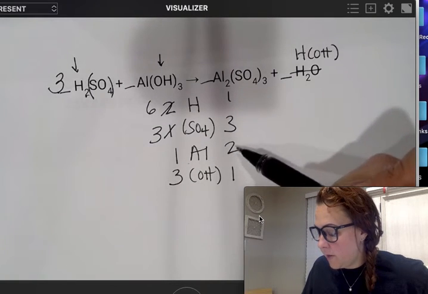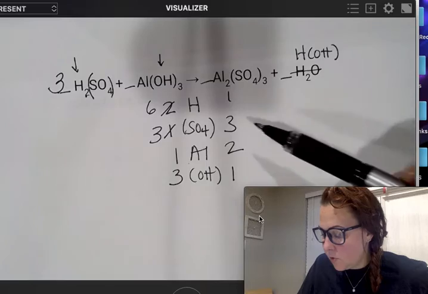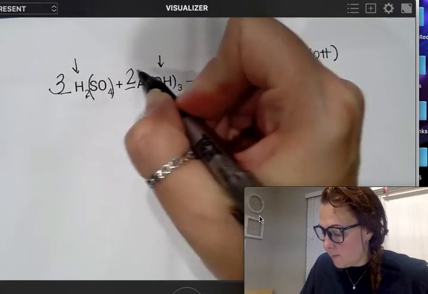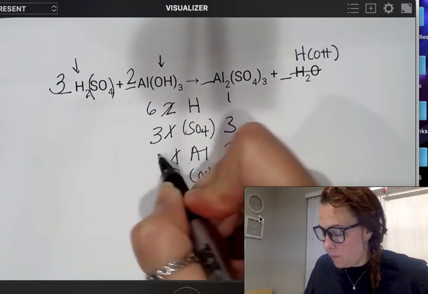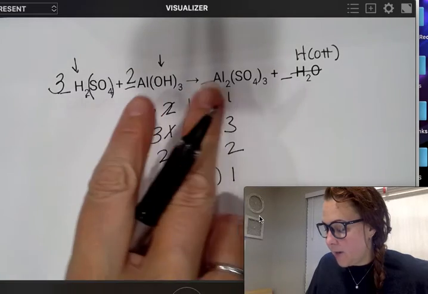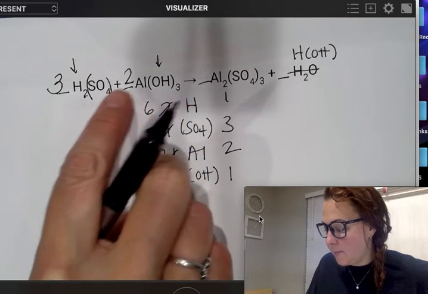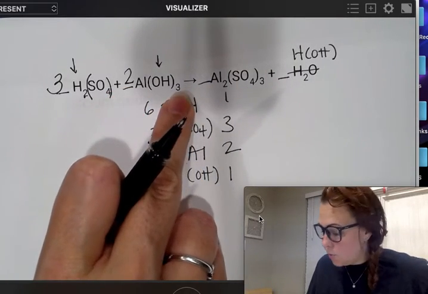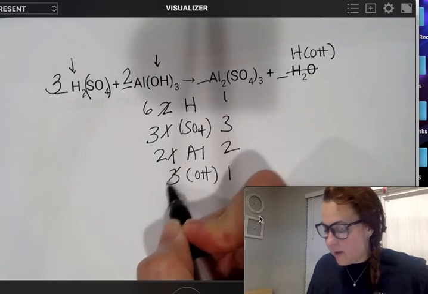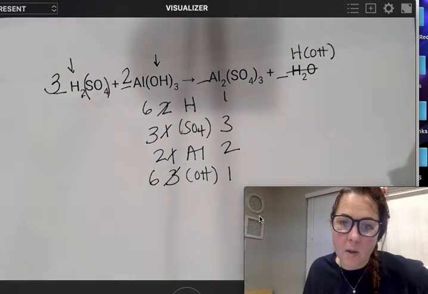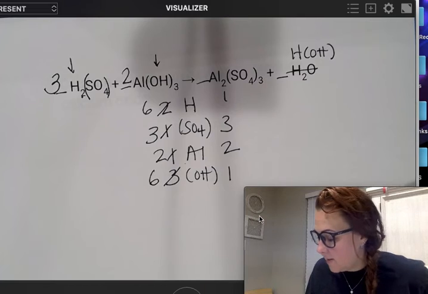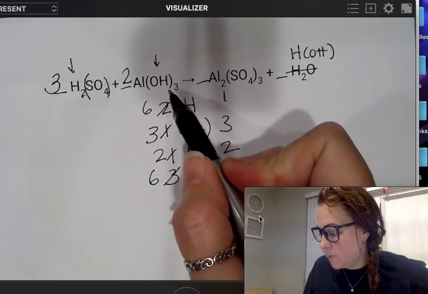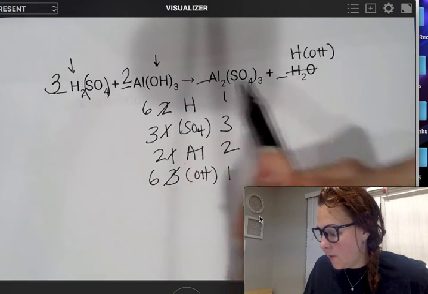Aluminum has 2 over here. I need 2 over here. So if I do a 2, 2 times 1 gives me 2 aluminum, but that also changes my hydroxides to 2 times 3. So 2 times 3 is 6 hydroxide. So now I need to fix my hydroxide. I have 6 over here, 2 times 3. I need 6 over here.